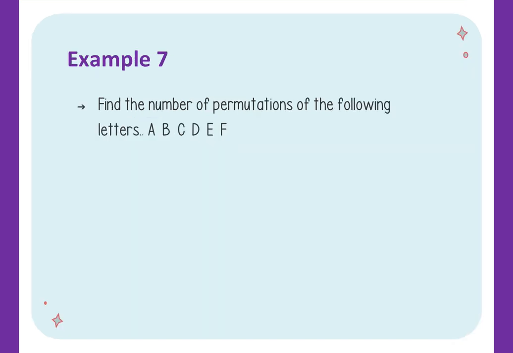Example 7 says, find the number of permutations of the following letters. So again, you can say that this can be in order. I could rotate it forward and it would be B, C, D, E, F, A. I could rotate it again, C, D, E, F, A, B. Then I could switch them all individually. So this is a big number when you're talking about rearranging these things.